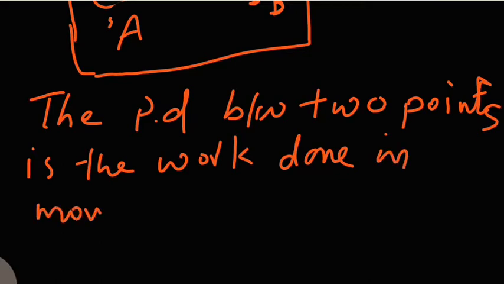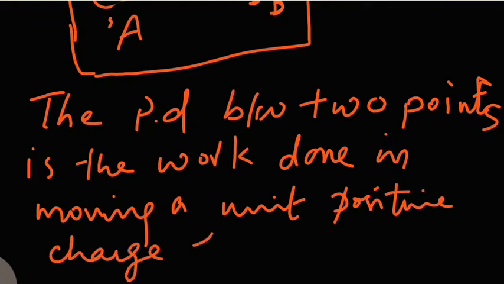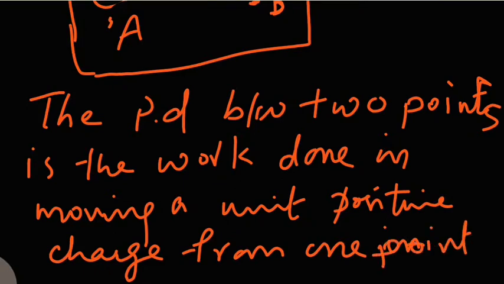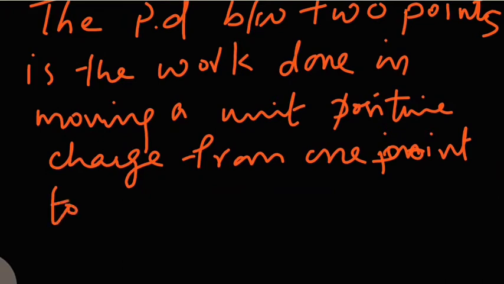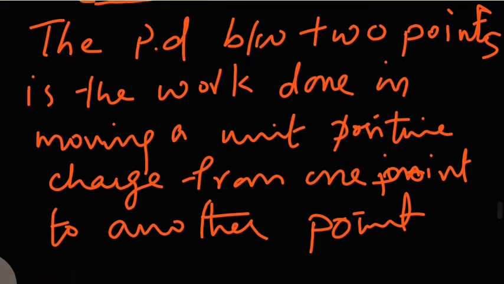So from where to where? Moving a unit positive charge. That is important, unit positive charge, that is our test charge, from one point to another point. Here the movement is between 2 points inside the field itself. So that is the definition of potential difference. The potential difference between 2 points is the work done in moving a unit positive charge from one point to another point.